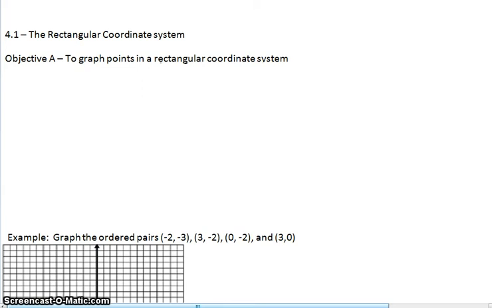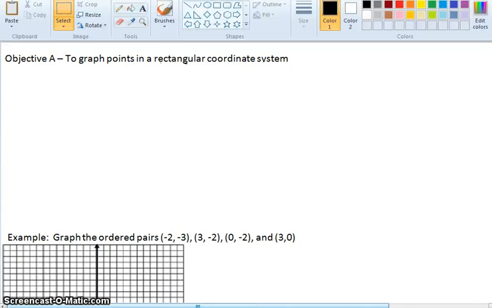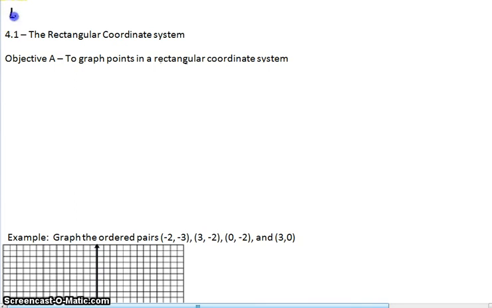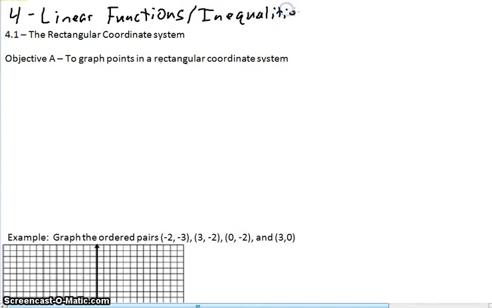So chapter 4 is going to talk about how we graph things in two variables. Chapter 4 is describing things in terms of two variables. The title of chapter 4 is Linear Functions / Inequalities in two variables.